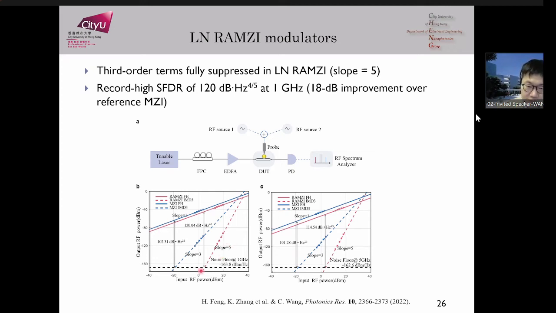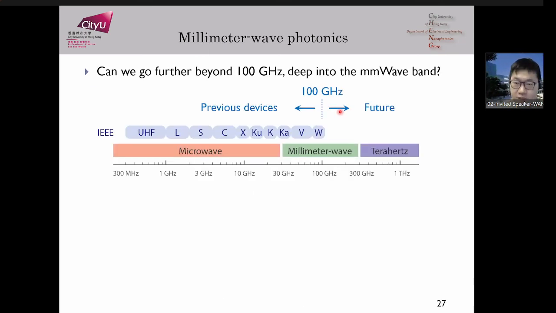And that gives you a much larger dynamic range of 120 dB·Hz compared to the reference MZI modulator. So you're talking about an 18 dB improvement over the reference Mach-Zehnder interferometer. And as far as we know, it's also the highest SFDR ever measured on an integrated RA-MZI in any material platform.